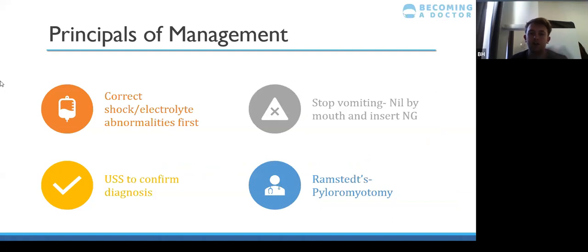Just to summarize the message again: correct the shock, correct the electrolytes. You can do an ultrasound to confirm the diagnosis, stop them vomiting by putting them nil by mouth and inserting an NG tube, and then and only then you can do a Ramstedt's procedure. Good. So that's the first case. I know it was quite complex the way I went through it, but I hope it was beneficial for you.